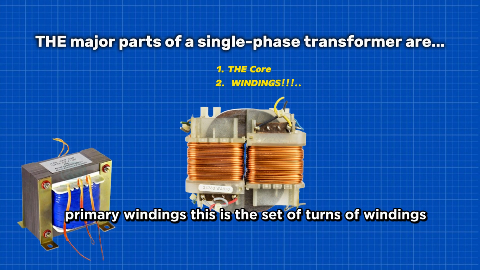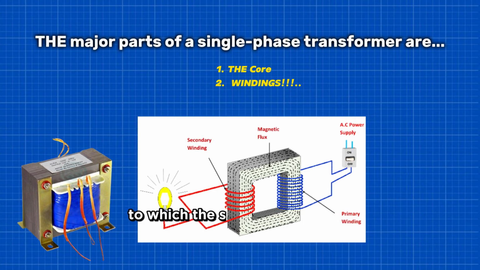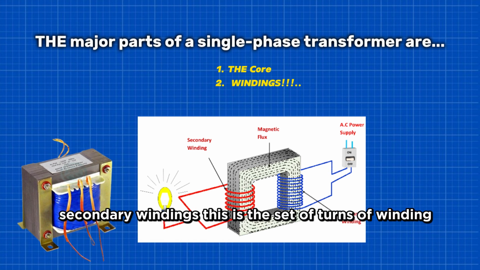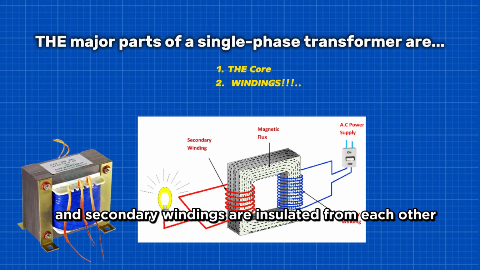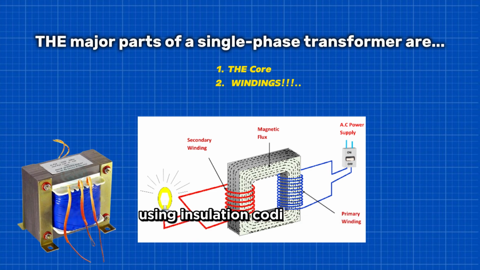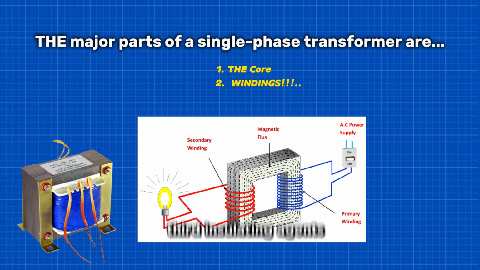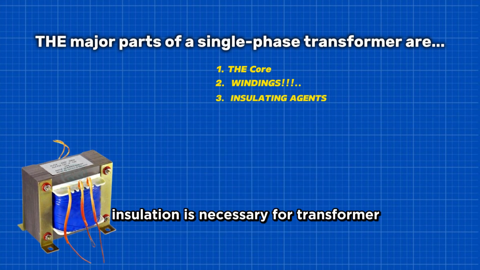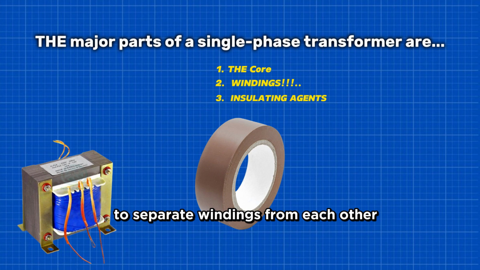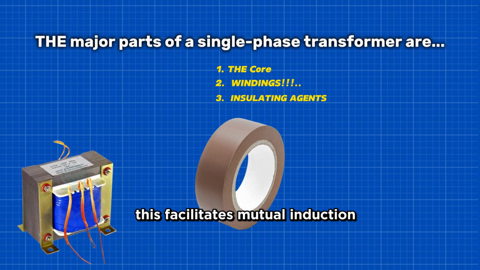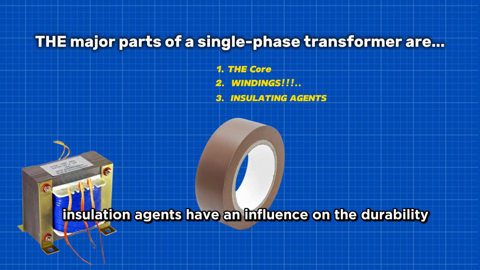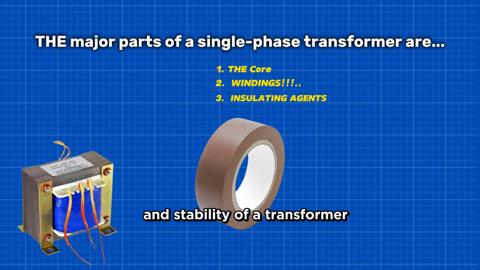Primary windings. This is the set of turns of winding to which the supply current is fed. Secondary windings. This is the set of turns of winding from which output is taken. The primary and secondary windings are insulated from each other using insulation coating agents. Third, insulating agents. Insulation is necessary for a transformer to separate windings from each other and to avoid short circuits. This facilitates mutual induction. Insulation agents have an influence on the durability and stability of a transformer.